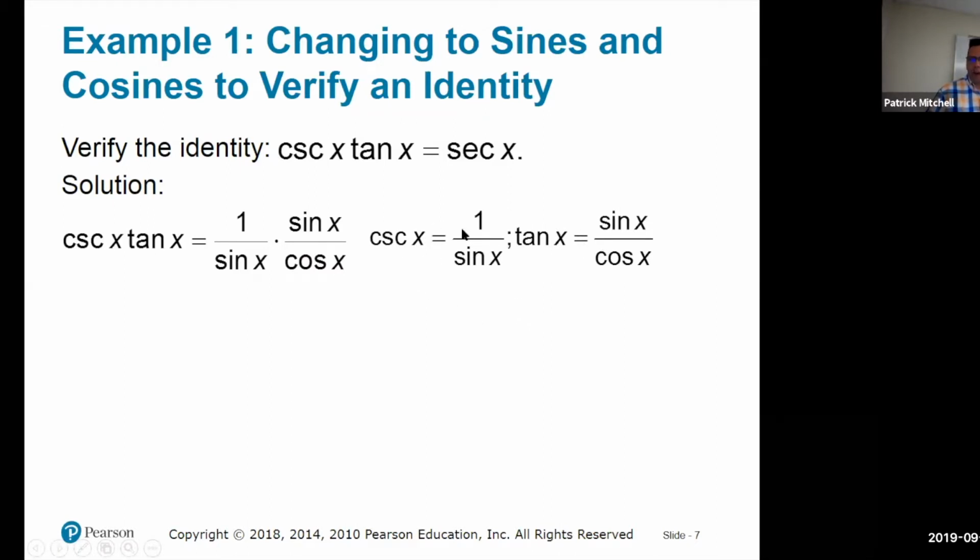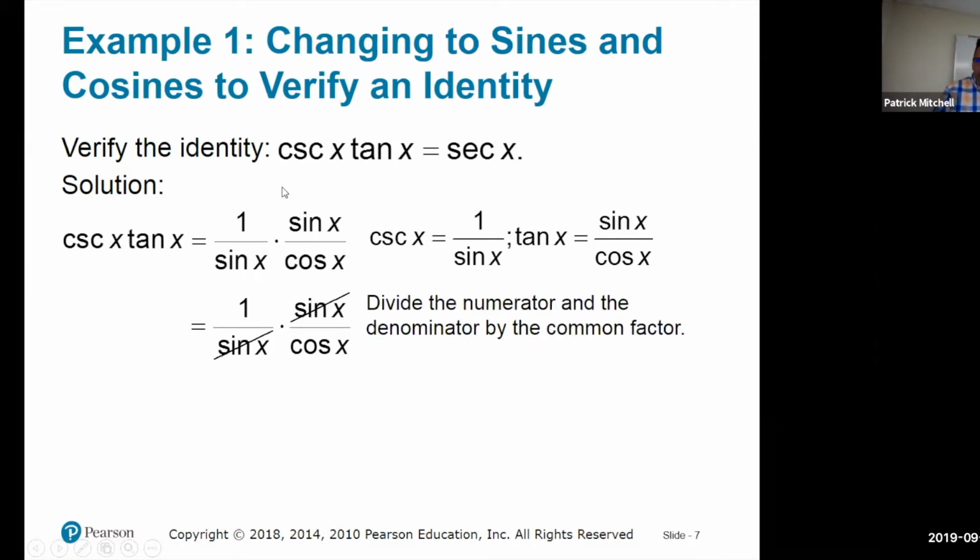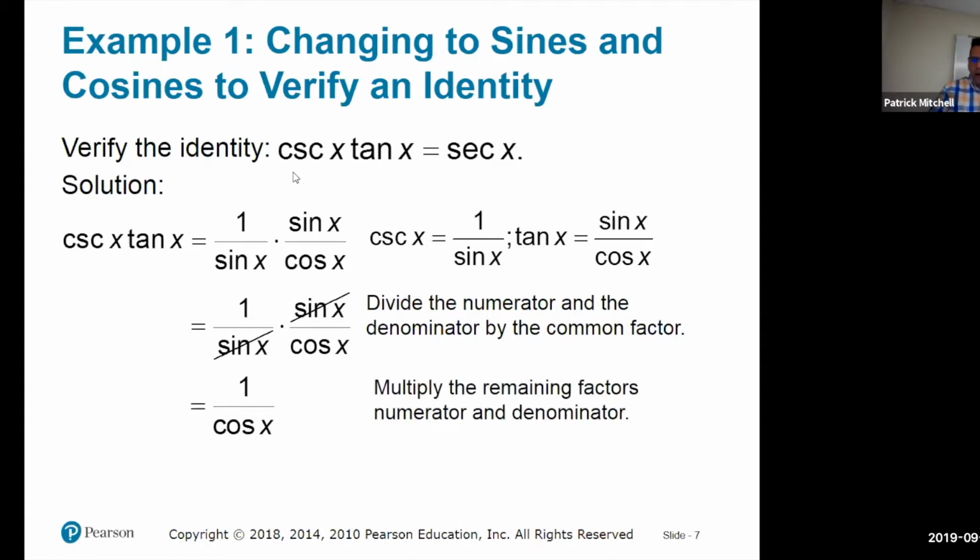So this is just what I said out loud. In the PowerPoint, I noticed that in a lot of these, they'll write the reason next to the step, which is kind of nice. Of course the sines cancel, because you have one upstairs, one downstairs. So that leaves me with 1 over cosine x, and of course 1 over cosine x is just another name for secant x. That's it. Done. That is a pretty easy one.